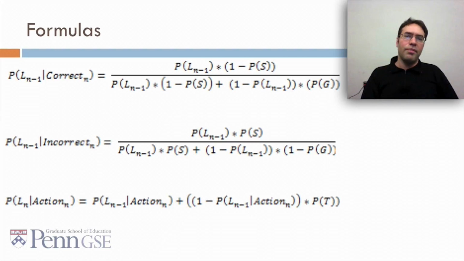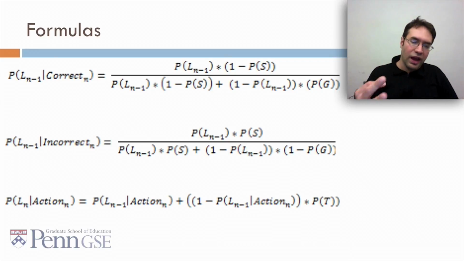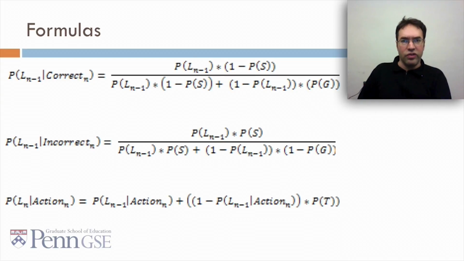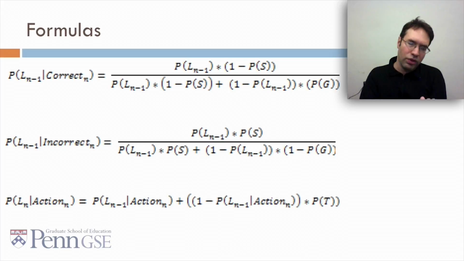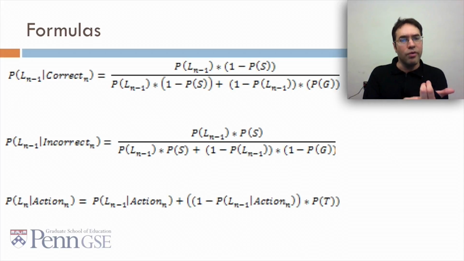Finally, once we know the probability that they knew it beforehand, given their correctness now, we can look at whether they learned it. So the probability that they know it at time n given action n, so after the action, is the probability they knew it before the action, plus the probability they didn't know it before the action, times the probability that they learned it. So in other words, let's say there's a 30% chance you know it after the previous action, and there's a 10% chance you learn it. P of T is 10%. In that case, the probability you know it afterwards will be 0.3 plus 0.7, the probability you didn't know it, times 0.1, for 0.37.